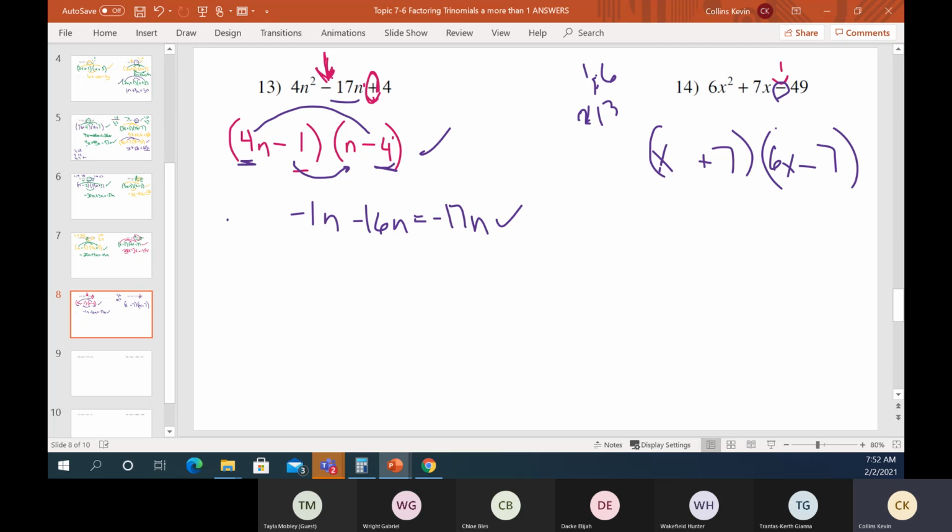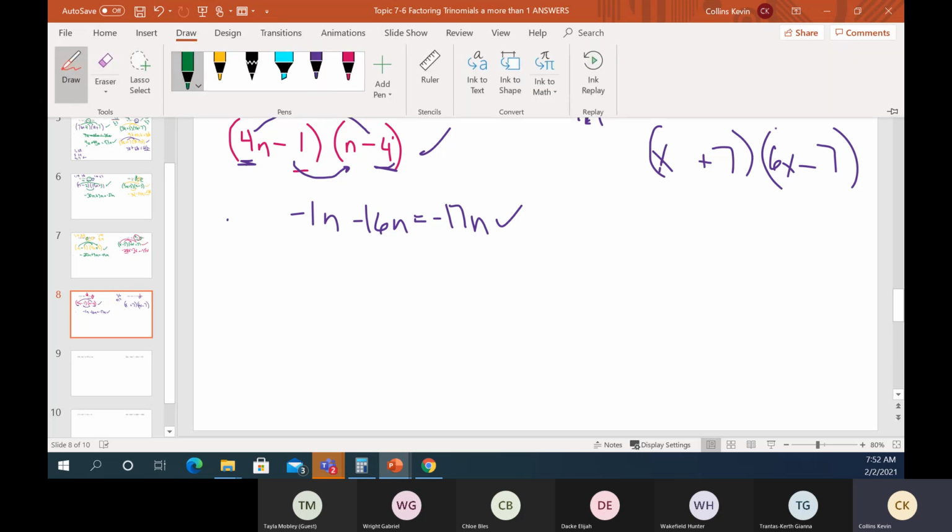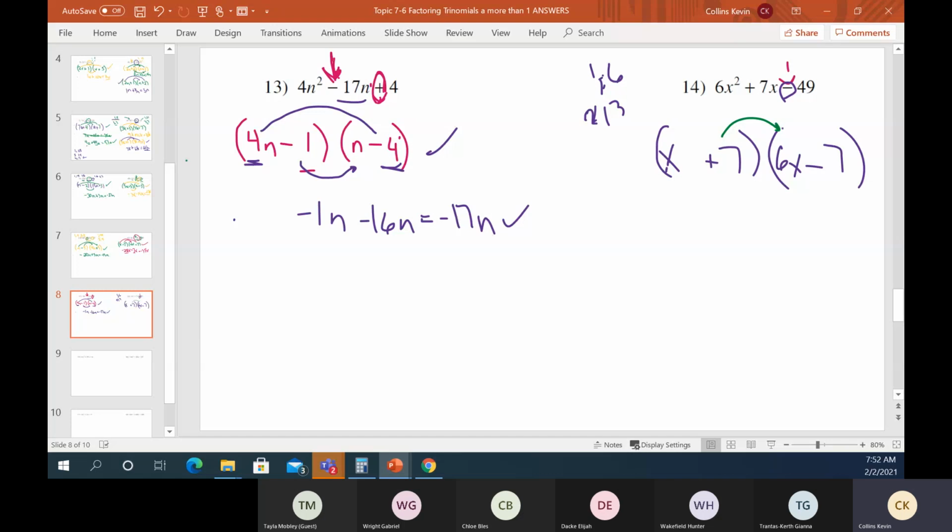So let's see what happens. We'll go ahead and multiply here. So I've got 7 times 6, that's going to be plus 42x. And then here I've got x times negative 7, so that's going to be minus 7x. And that equals 35x. Okay, so if we switch our signs, we're probably going to get negative 35x. So this guy's too big, right? So I'm thinking, let's get rid of the 1 and the 6. Let's ditch those guys. So let's try it again.